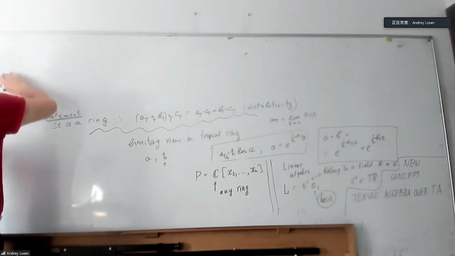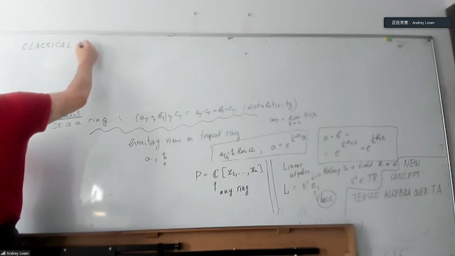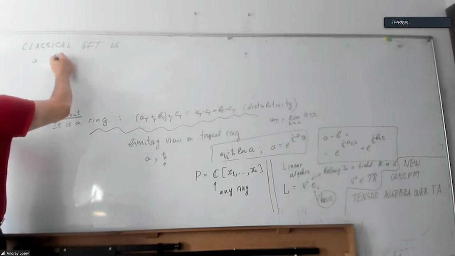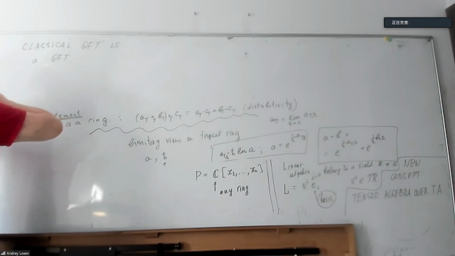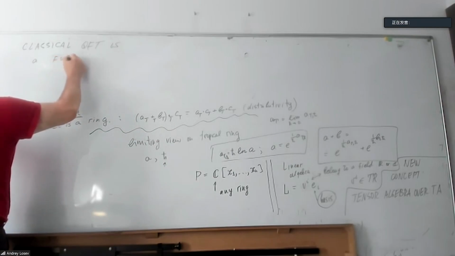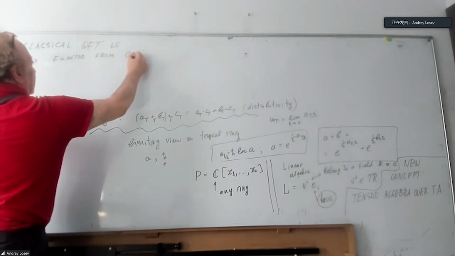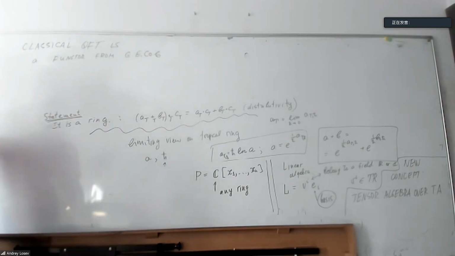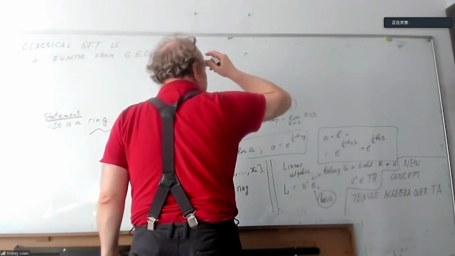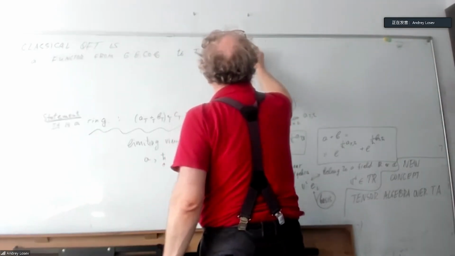So now let me give a definition. Classical quantum field theory, QFT, is a functor from geometrically enriched covariance to tensor algebra over tropical ring.